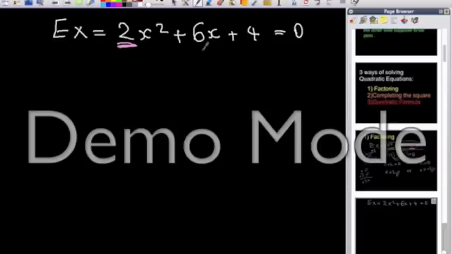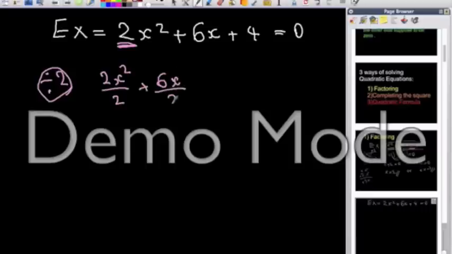Can we divide 6 by 2? Yes. But can we divide 4 by 2? That's a yes too. So in order to make the whole equation easier, we would divide this by 2. Divide the whole equation by 2. So, 2x squared divided by 2 plus 6x divided by 2 plus 4 divided by 2 equals 0. This gives us x squared plus 3x plus 2 equals 0.